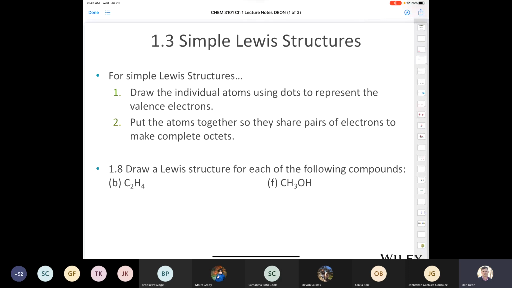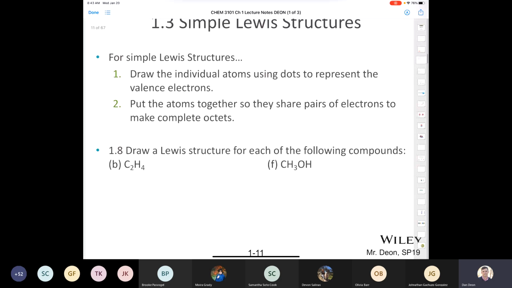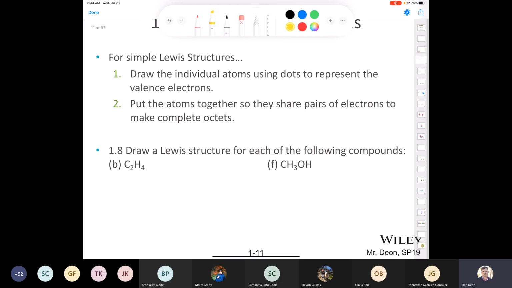problem solving. Okay, so here it says draw a Lewis structure for each of the following compounds. We have C2H4 and CH3OH. Again, these are questions taken directly from your textbook. If you want to skip the line before class and look at the solutions in the solutions manual, again, I wouldn't do that until I practice them, but feel free to do that. All right, so let's start with 1.8b.